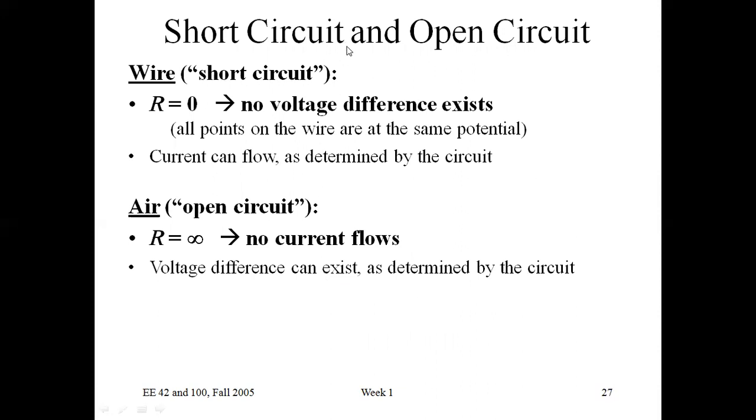Then the short circuit and open circuit concepts in a circuit. A wire can be used as a short circuit, so R is equal to 0. No voltage difference exists, so all points on the wire are at the same potential. When all points are at the same potential, there is no potential difference, so current can flow as determined by the circuit. An open circuit has resistance of infinity, so no current flows, and a voltage difference can exist as determined by the circuit.